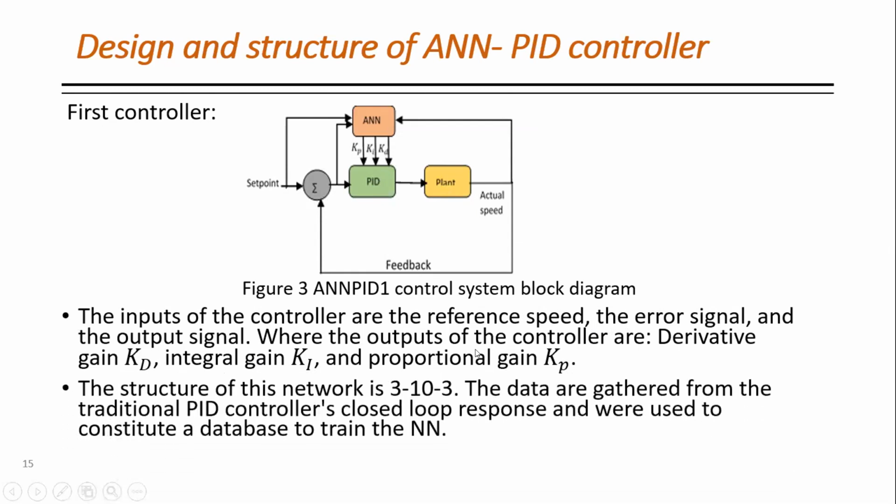The function fitting is performed using a feed-forward neural network with two layers, whereas the transfer functions that we used are a linear transfer function and a tan-sigmoid transfer function for the output layer. The structure of this network is 10-3.